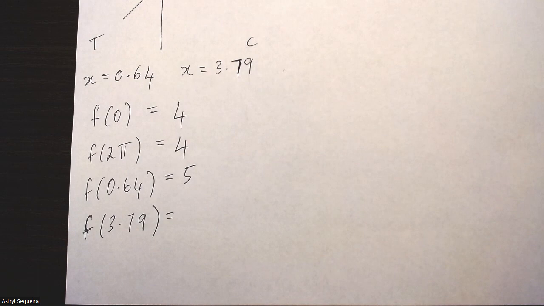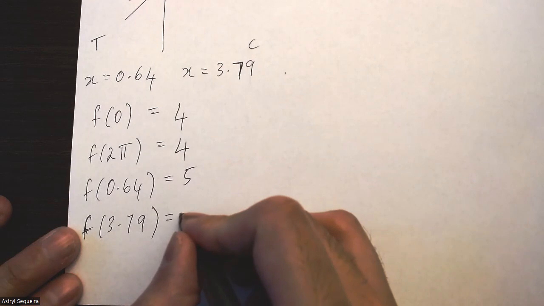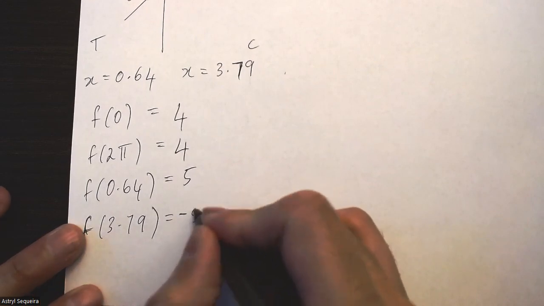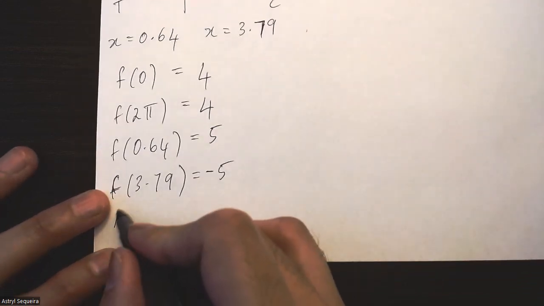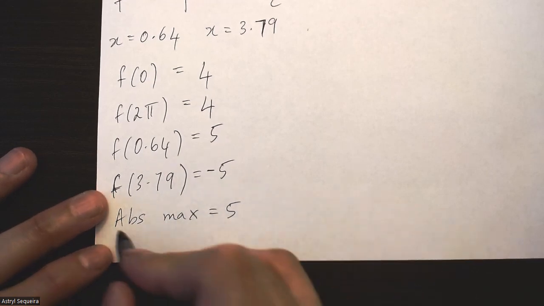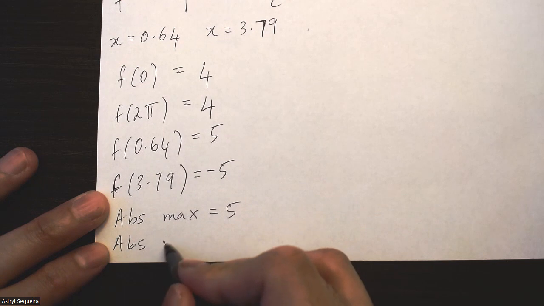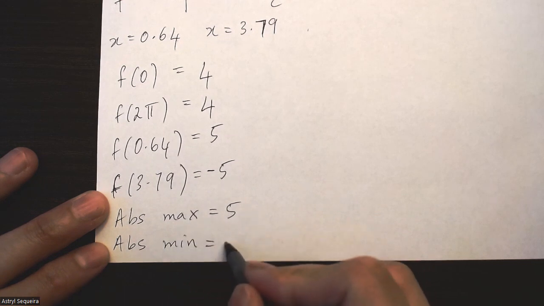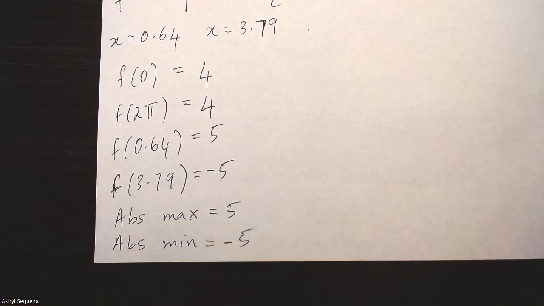Then 3.79, and that gives me -5, basically negative 4.999, just -5. So my absolute max is +5, and my absolute min is -5.